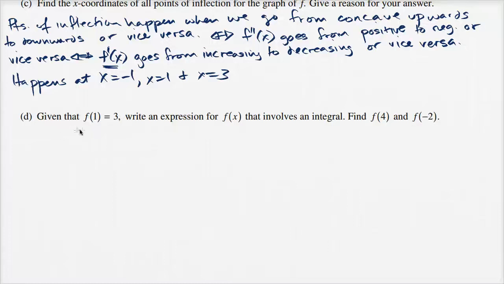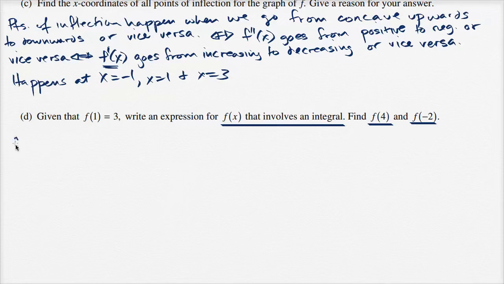Part D. Given that f of 1 is equal to 3, write an expression for f of x that involves an integral. And since it involves an integral, we can assume that it's going to involve f prime somehow, especially since they've given us so much information about f prime, including its graph and the area under or above the curve at different intervals. And then they want us to find f of 4 and f of negative 2. So let's think about how we can connect f prime, an integral, and f of x.